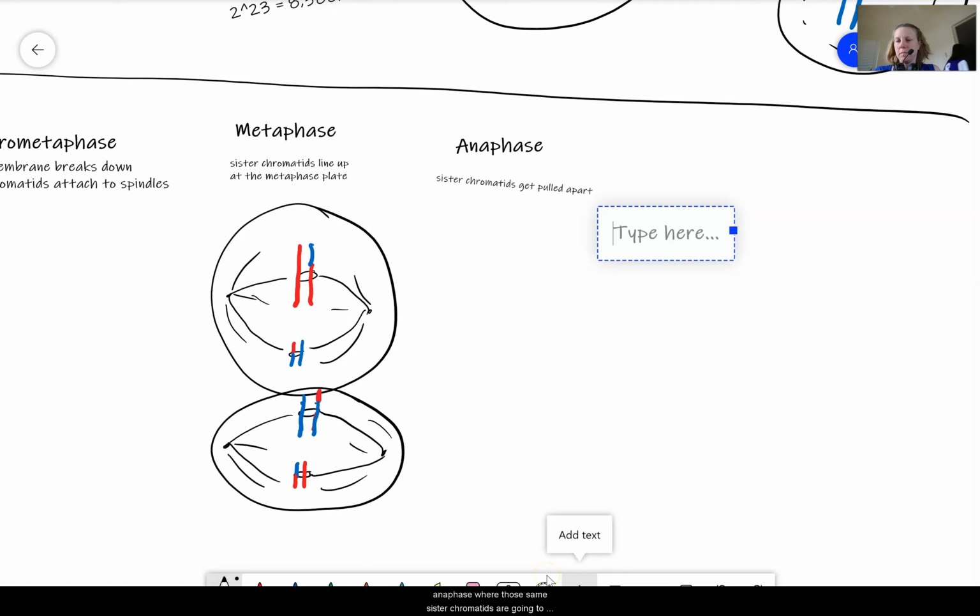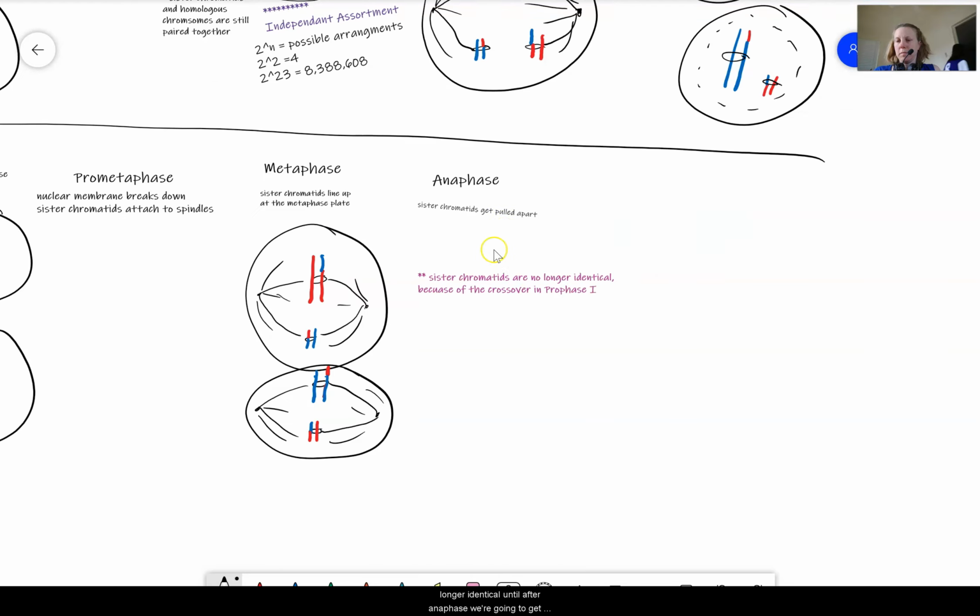I want to make one important point about these sister chromatids: because we've had that crossover event, these sister chromatids are no longer identical to each other. They were identical before the crossover event happened, but now that it has happened, the sister chromatids are no longer identical.